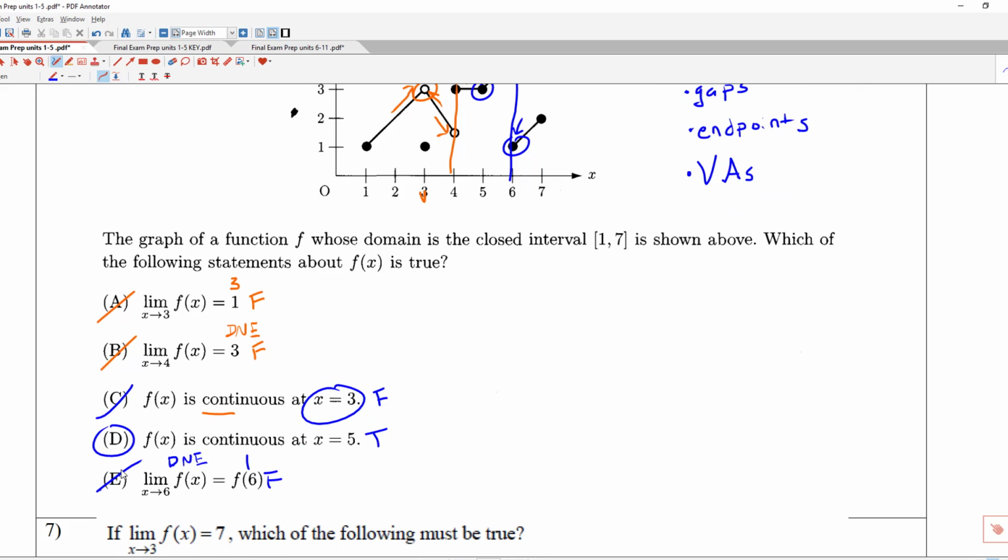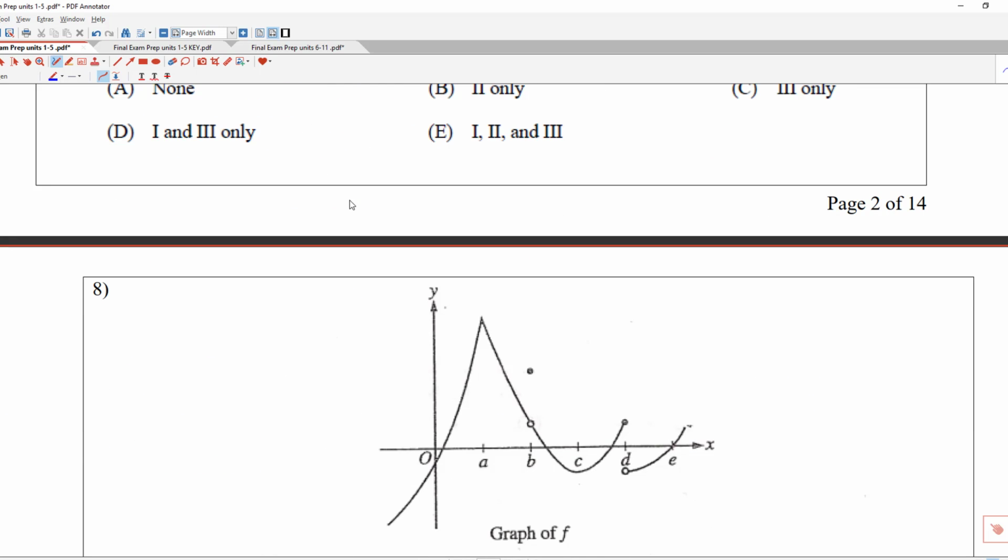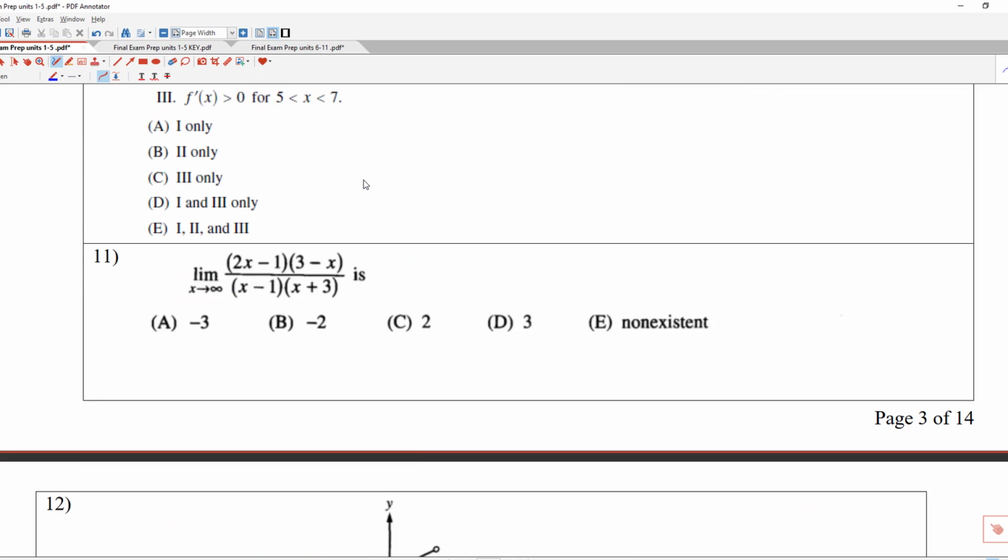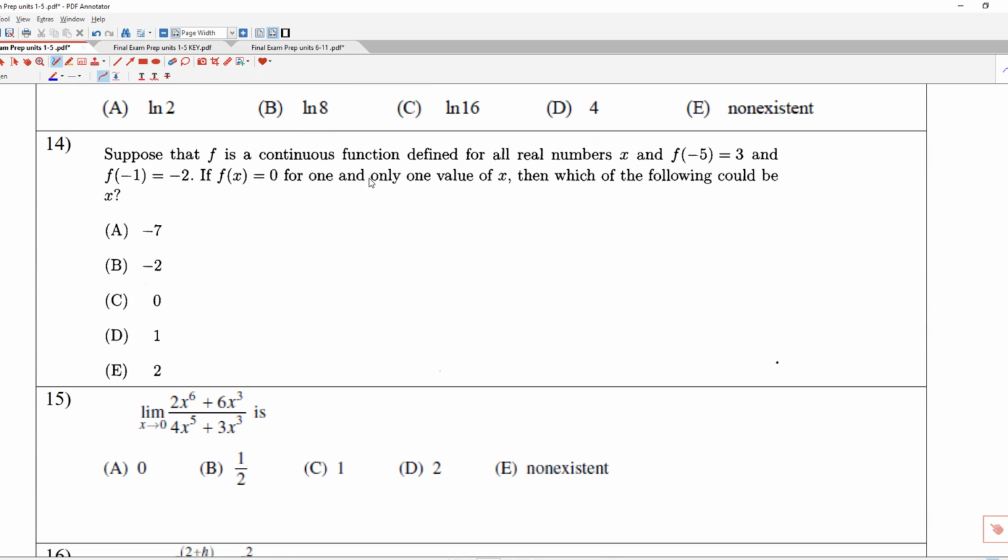Final answer is D. Next question that was asked was number 14. Let's scroll down here. Number 14. Where are you? Okay.